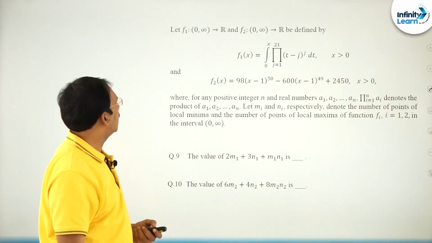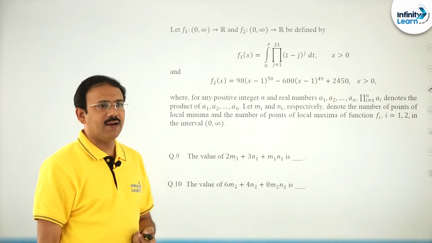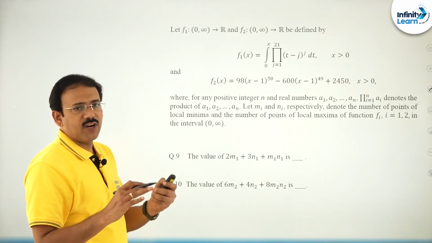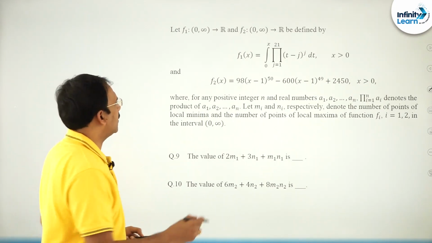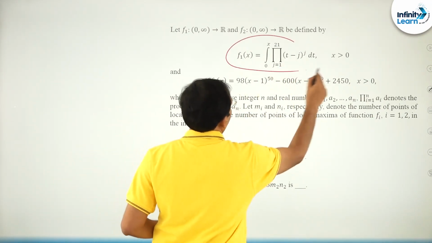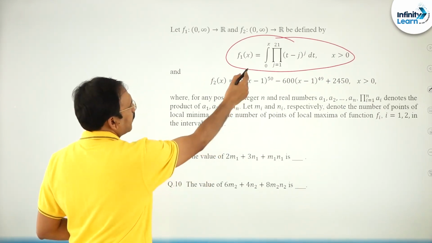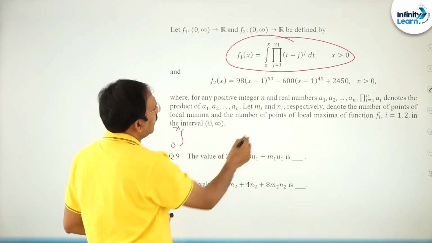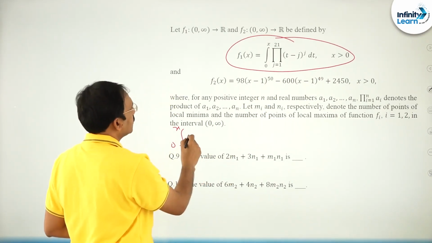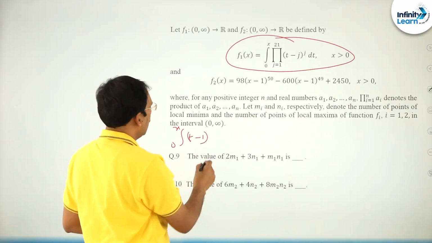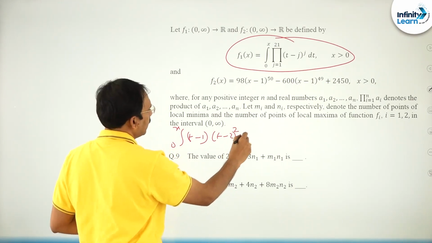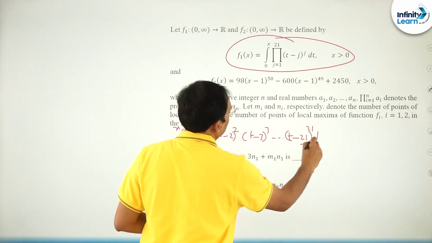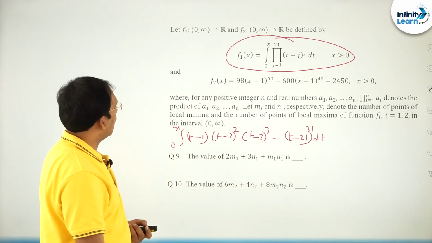Okay. Next, you can see question number 9 and 10. The language seems to be a little different, but if you understand the problem, it is very easy. In fact, friends, f1 of x is nothing but the integral from 0 to x of the product, with j running from 1 to i, of (t minus 1) power 1 into (t minus 2) whole square into (t minus 3) whole cube, and so on, up to (t minus 21) whole power 21, dt, for x greater than 0. He has given this.